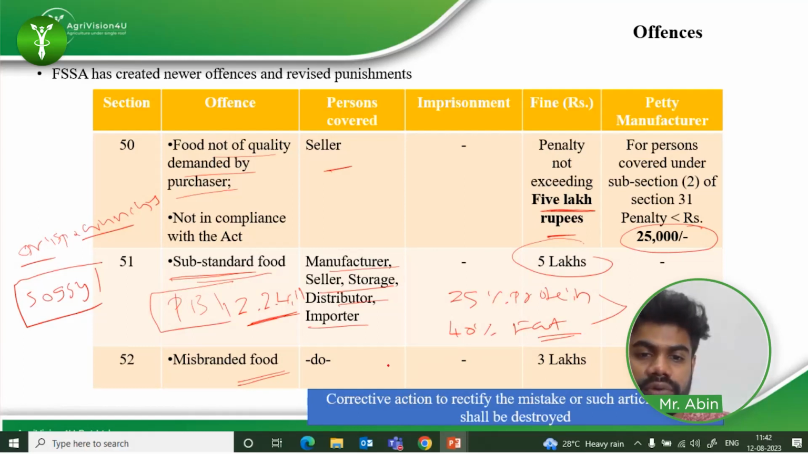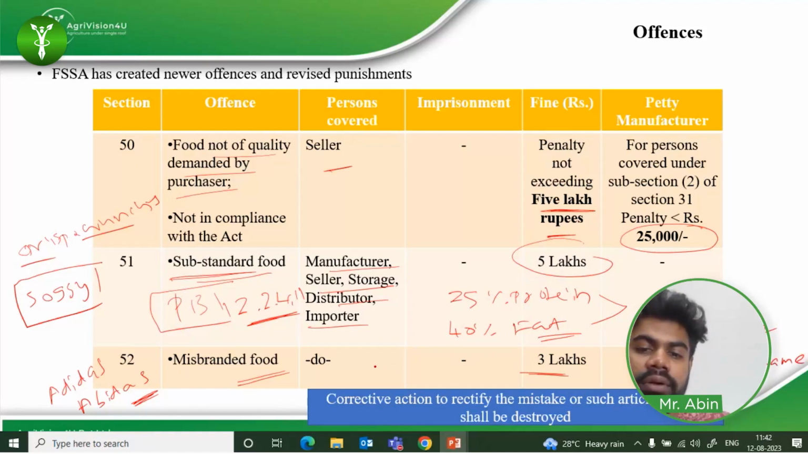Misbranded food: all the same people will be responsible, and the fine will be 3 lakh rupees. Misbranded food means what? Simple thing is, I am selling a product in the name of, like, Adidas, and people are selling in other names. Or like Camembert cheese, which is world renowned, and there are people selling another product in the same name. So these all come under misbranded food.